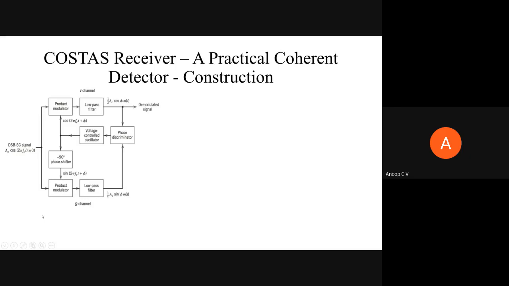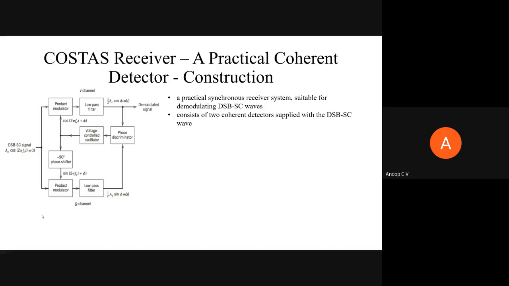You can see the Costas receiver is actually a practical synchronous receiver system, or coherent detector system, for demodulating DSB-SC. One more thing to keep in mind: this coherent detector, or Costas receiver, is meant for DSB-SC demodulation. One modulator for DSB-SC that we have already discussed is the ring modulator. Maybe first we'll see what the components are, the construction.